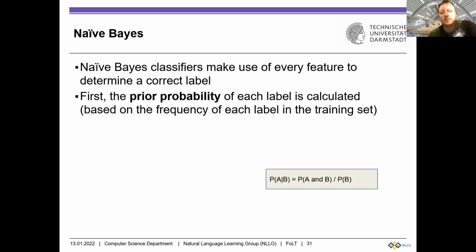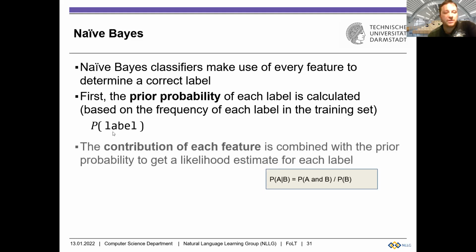Assume we have a classification problem with n labels, and we have a prior probability. How likely is it to be a male name or a female name? And this prior probability is based on the frequency of each label in the training set. So we get a prior probability for each label that we have in our classification task.